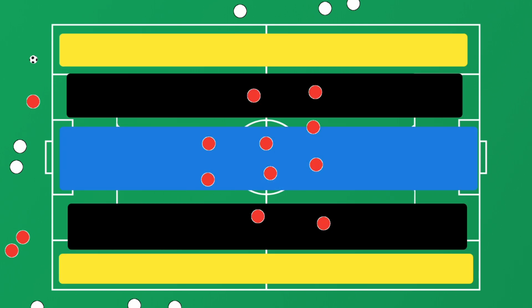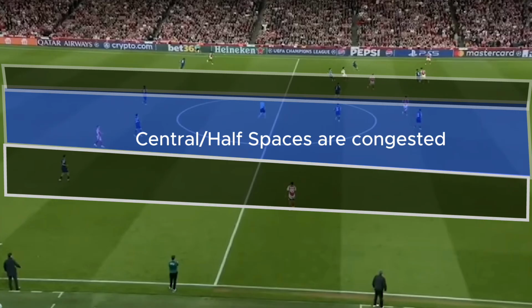So the two yellow spaces are called the wide spaces, and this is the area of the pitch where wingers might be, and the black spaces are called the half spaces, and these are a bit more technical, but we'll get into that after. And the blue space is called the central space. Now, as you can see, as our team is set up, the goal of a mid block is to stay within the half space and the central space so that we can really congest this area of the pitch.